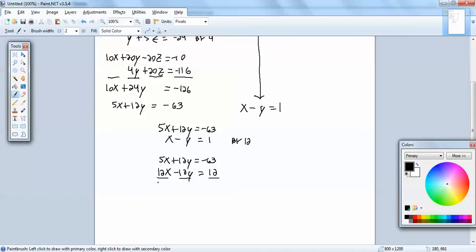I'm going to add those. I get 17x, that drops away. I really should have my calculator out here. I make mistakes on these basic math errors. Let's see, 63 minus 12, negative 51. And now we're going to solve for x.